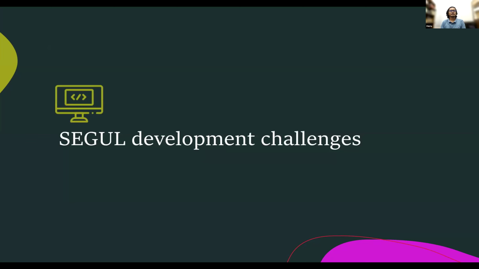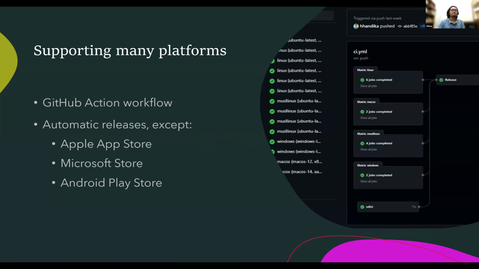And what are the challenges when developing this application? Of course, the first problem is how do we support many platforms? How do we make that easiest for us? A lot of the effort that we made was to make the release process automatic. Right now we use GitHub Actions to release the software. In general it's automatic, but only the GUI software on Apple, Microsoft, and Android requires manual release.